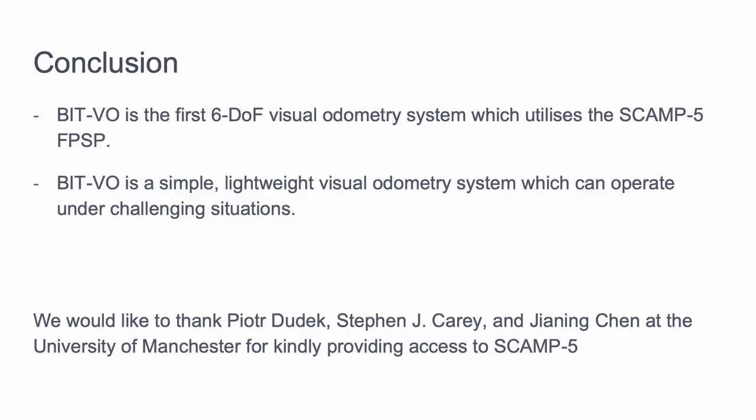To summarize, BitBio is the first 6 degrees of freedom visual odometry system which utilizes the SCAMP5. The system is able to track motion at 300 FPS in real time with high accuracy even under challenging conditions. The overall pipeline of BitBio is simple and lightweight as it takes advantage of the small interframe motion.